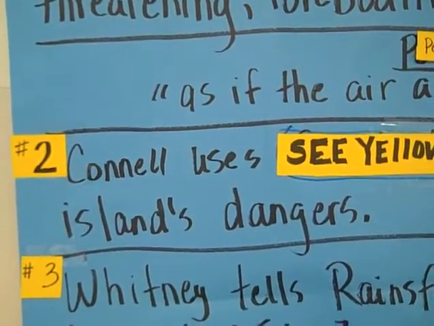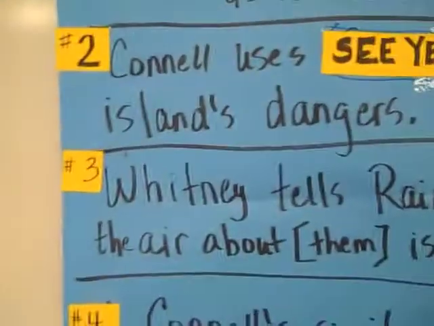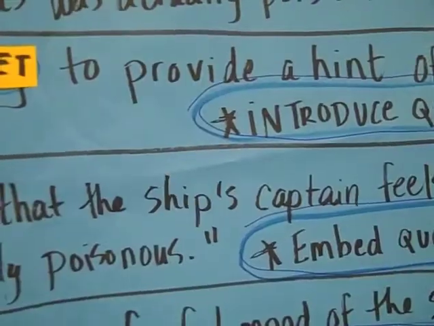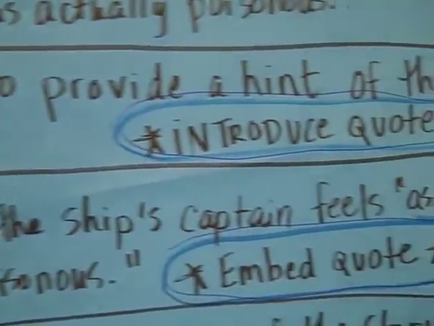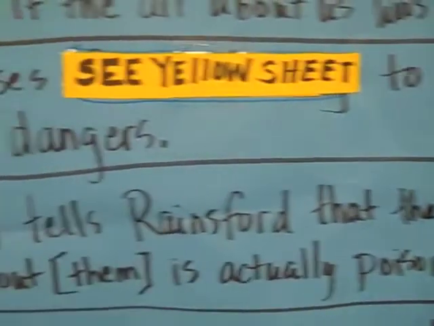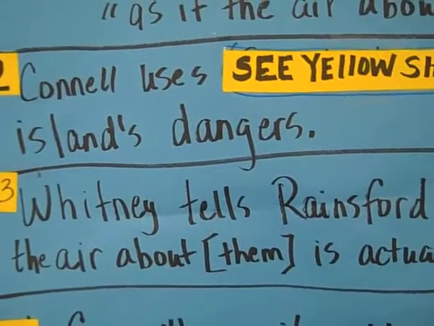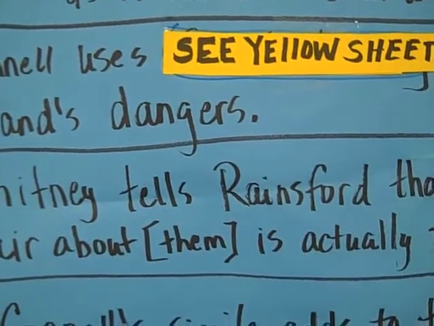Now you have to embed the quote. Whitney tells Rainsford that the ship's captain feels as if the air about them, and we changed us to them, so we had to put it in brackets, is actually poisonous. That is an embedded quote because the quote itself actually goes into a sentence that you created. It flows together and makes sense. Nowhere in there do I announce the quote that means a hint of danger is this. Don't announce what you're going to say. Create a sentence that seamlessly flows with the rest of your paper.